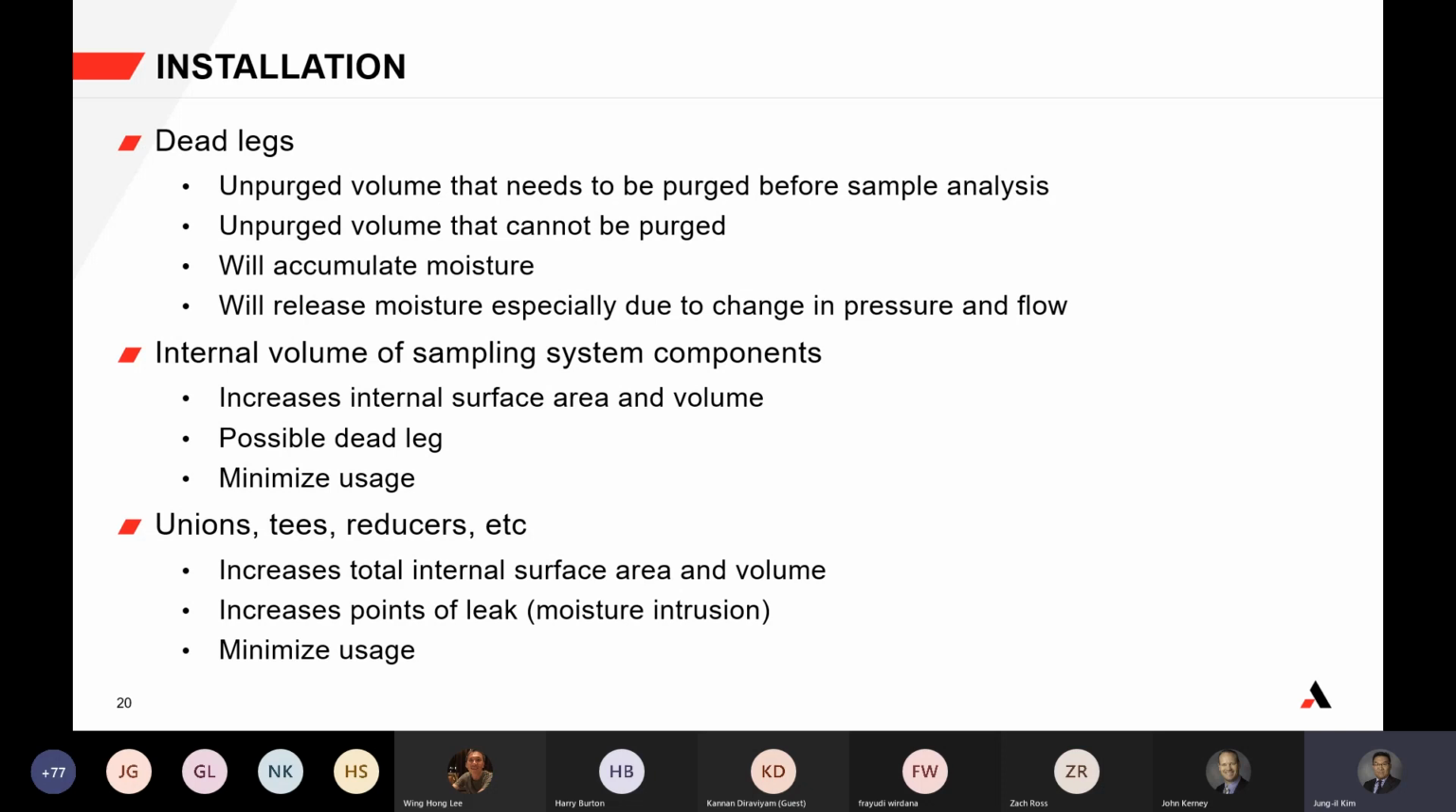Sampling components such as probes and filters take 3 times their internal volume of sample flow to be adequately flushed before a representative sample reaches the analyzer. Also, components like pressure gauges are a dead leg. So limiting the sampling system to only critical components is especially important for low ppm moisture measurement. Unions, tees, reducers, and any other similar components add to the total internal surface area and increase points of leak. So their usage should be limited.